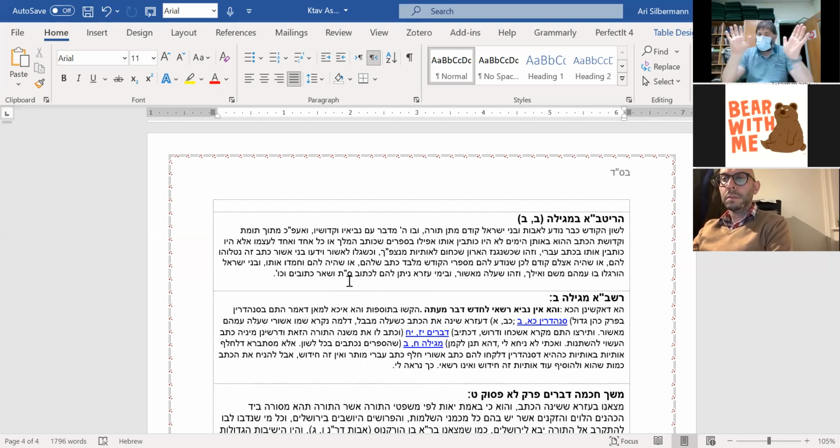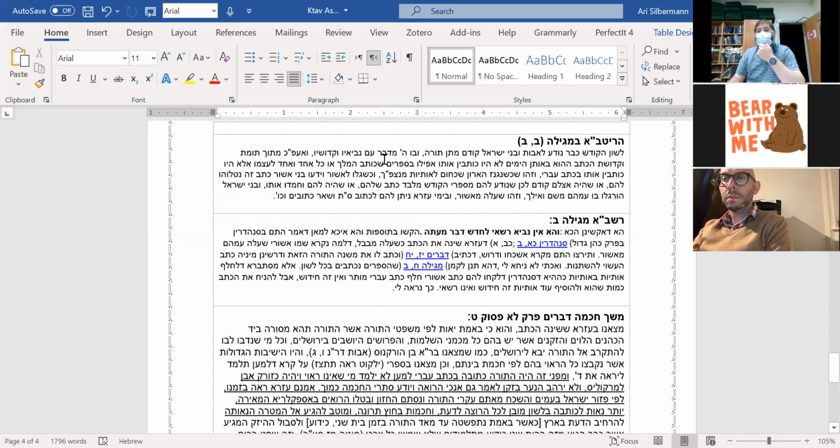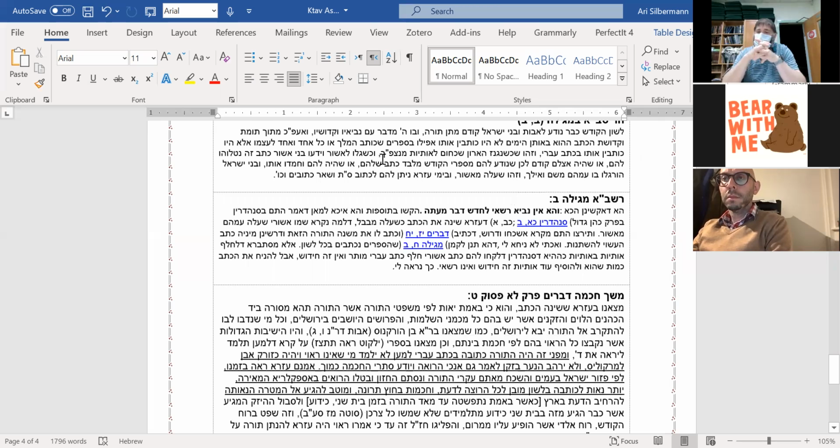However, that's not the only approach. We have the approach of the Rashba, who seems to have very little issue with this change. And that's important to think about, what that means. Until now, we've seen the approach, which I would say is the majority approach, to be honest, the majority approach that sees this writing as essential. But the Rashba says here that the Navi can't mechadesh anything from now on.